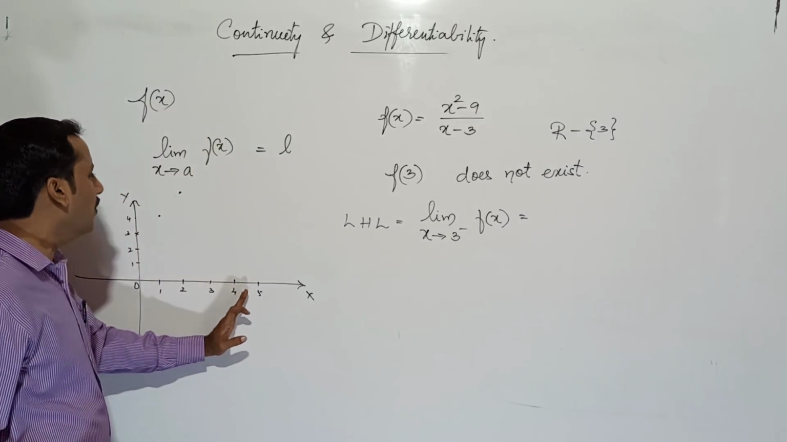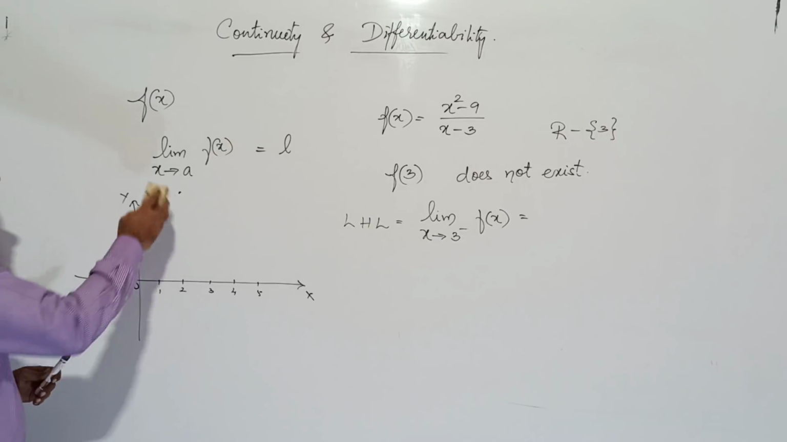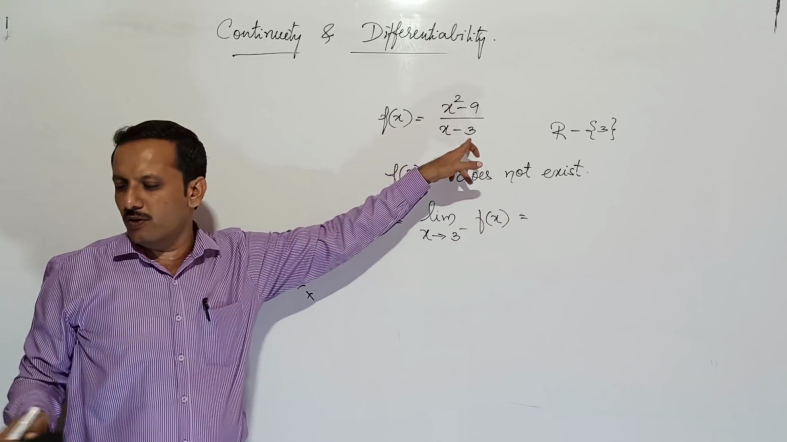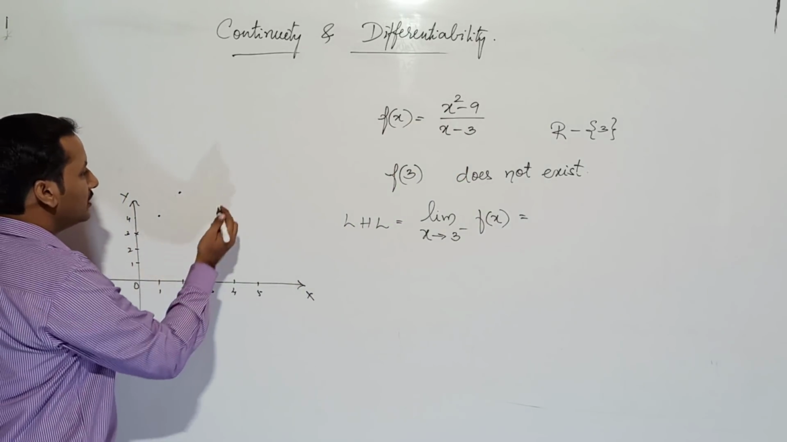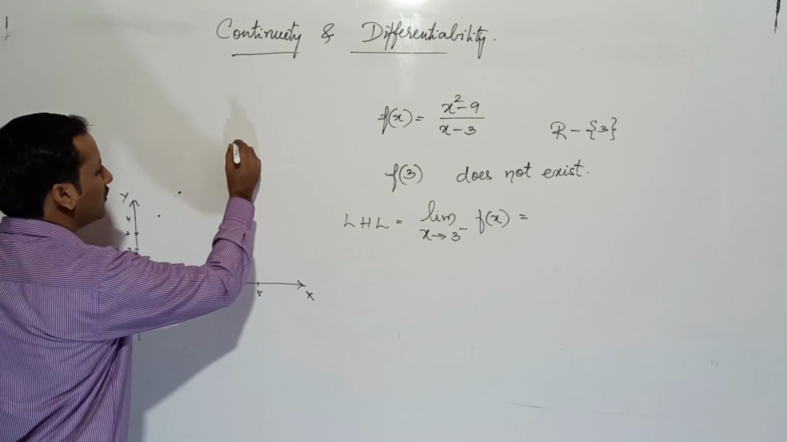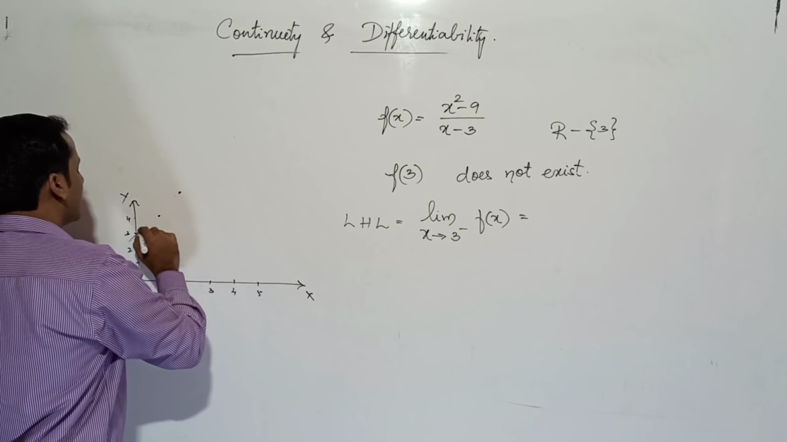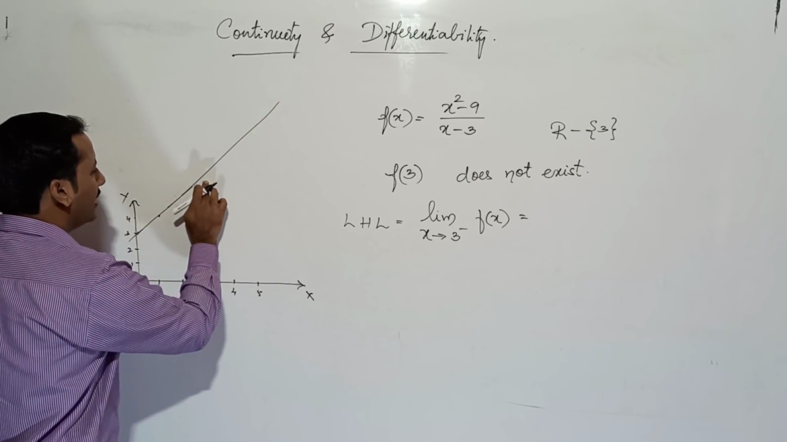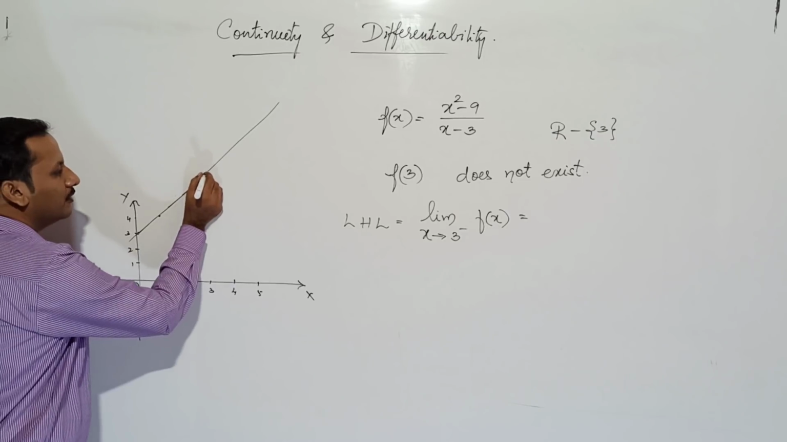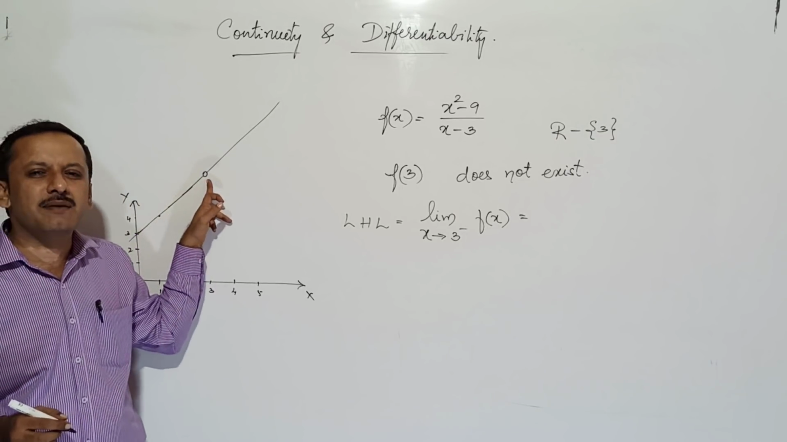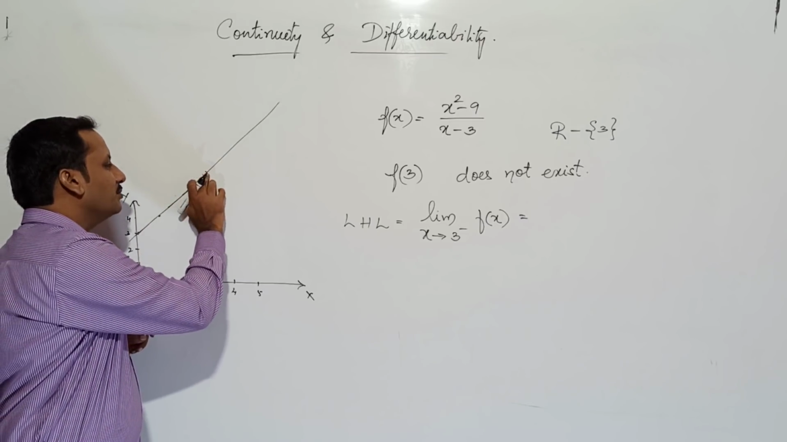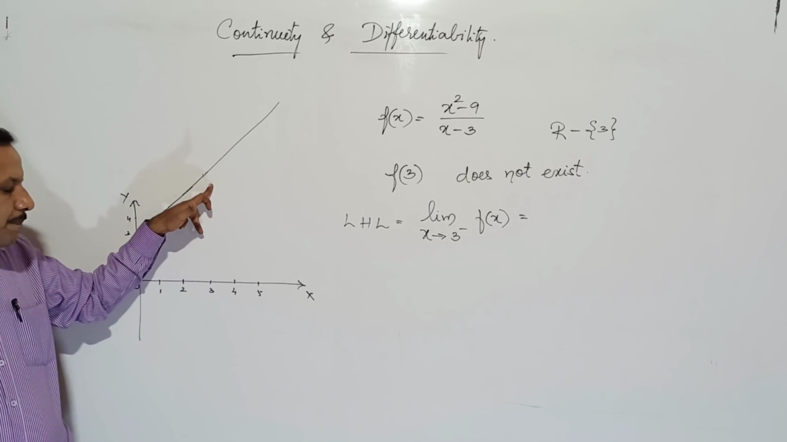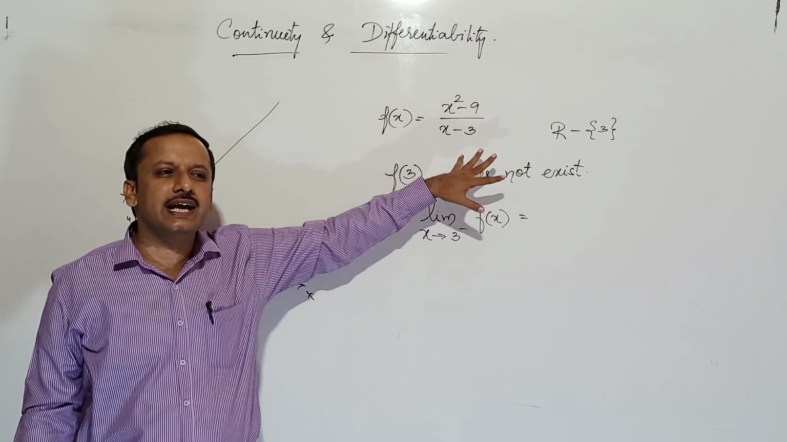At x equal to 4, what happens? 16 minus 9, 7, divided by 4 minus 3, which is equal to 7. So at x equal to 3, it is not defined, and at x equal to 4, it becomes 7. So the graph looks like this. This is a straight line, but there is a gap at x equal to 3. As you can observe here, there is a gap at x equal to 3. That is because the function is not defined at x equal to 3.